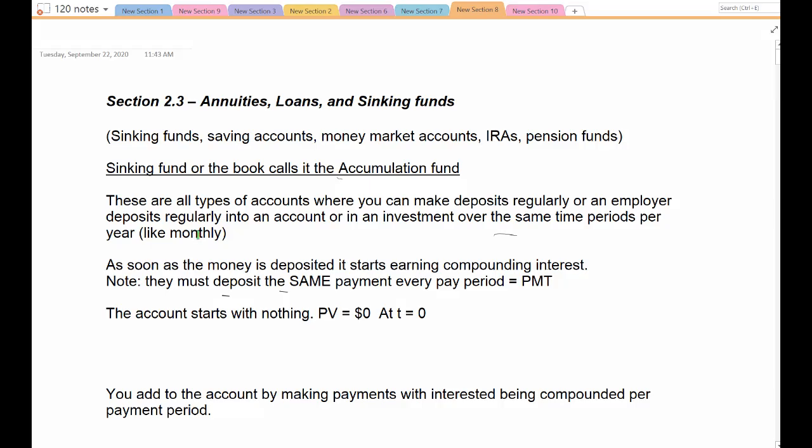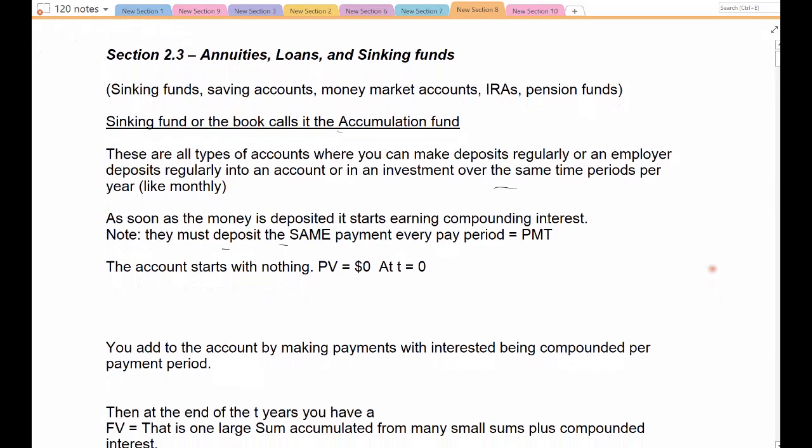Okay, the last section in Chapter 2. So Chapter 2 is all about financing. And so the last section, actually, it's a fairly big last section. It could be broken down into two sections. There's basically three big ideas. There's the sinking fund or accumulation annuity. Then there's just general annuities, and then there's loan type annuities.